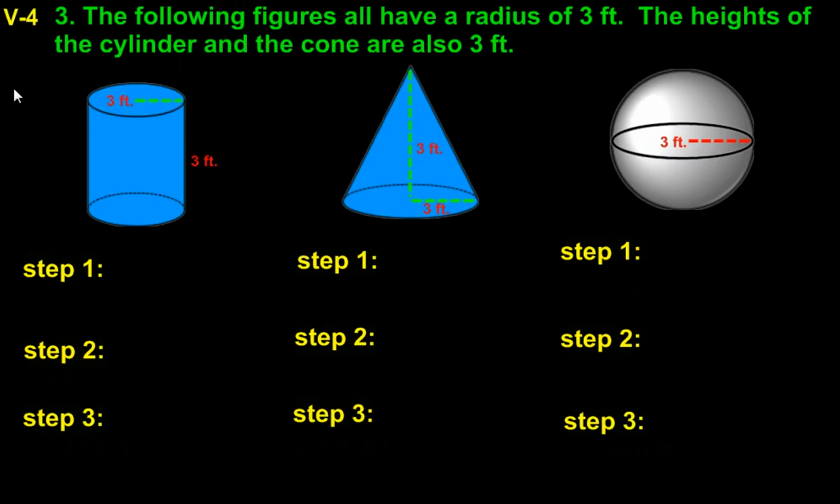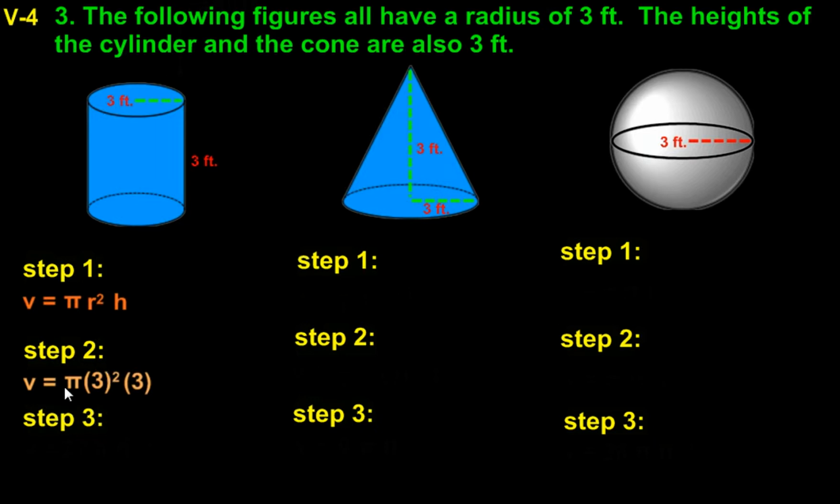And now we're going to take a look at the top part of question 3. It says the following figures all have a radius of 3 feet and the heights of the cylinder and the cone are also 3 feet. We'll start by acknowledging the formula for volume for a cylinder, which is V equals pi r squared h. We have 3 feet for the height and the radius, so we plug that in. So V equals pi times 3 squared times 3.